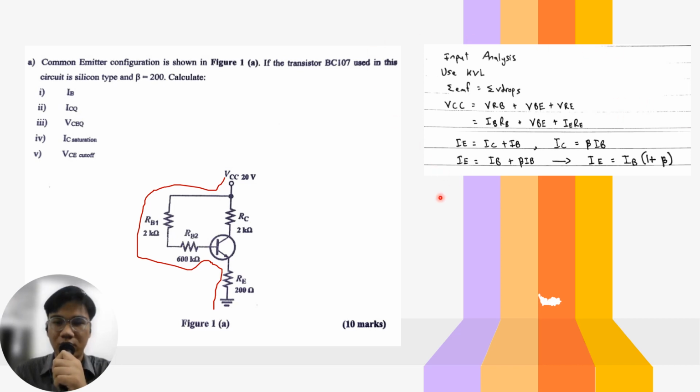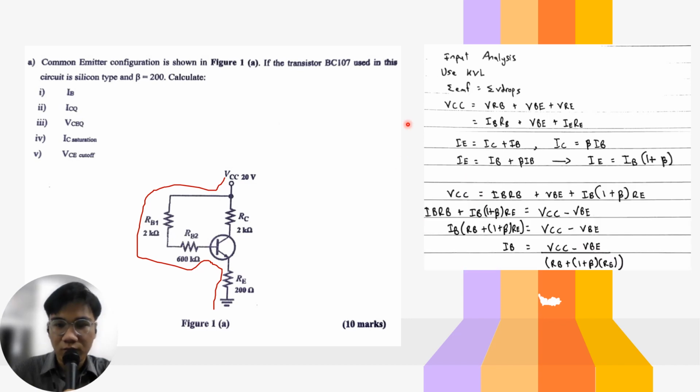We can use the formula that says IE is equal to IC plus IB and IC is equal to beta multiplied with IB. Then we have to combine these two formulas until it becomes IE equal to IB multiplied with 1 plus beta. Then we just insert this new formula into the original formula, so it becomes like this, and rearrange until only IB is left on the left side.